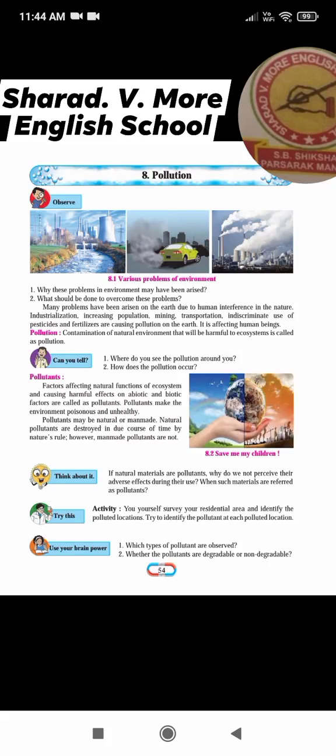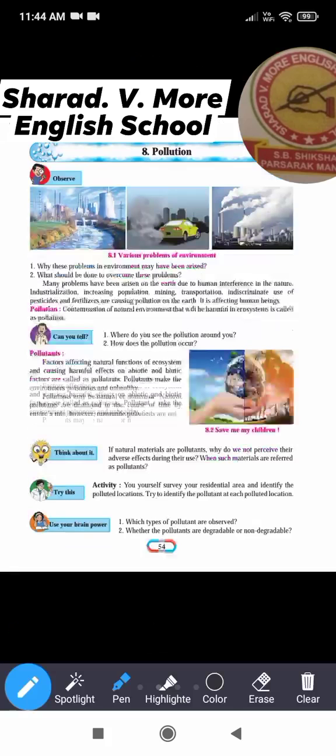Now see, many problems have been arising on the earth due to human interference in nature, like industrialization. What is industrialization? It is the establishment of industries, called industrialization. Then increasing population. All the problems are directly or indirectly related to the increased population.